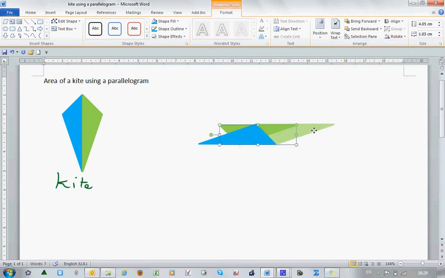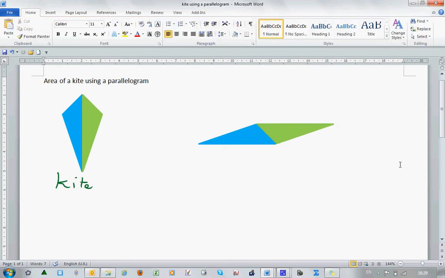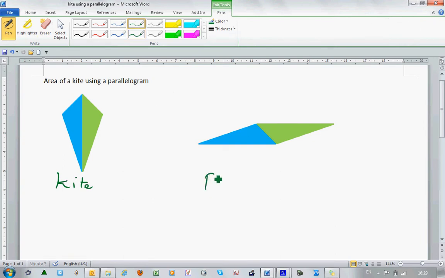Alright, so what you have there is a parallelogram. Okay. It's a long, thin, pointy parallelogram, but it's still a parallelogram. And what we can see here with this parallelogram is that it has the same area as the kite, i.e. blue plus green gives you kite, blue plus green gives you parallelogram.